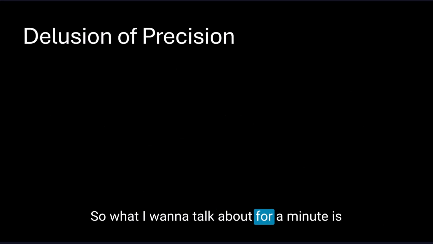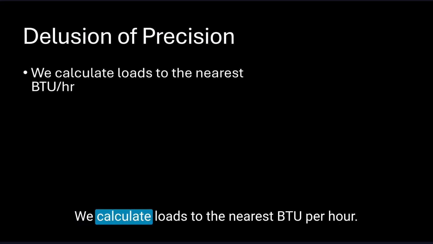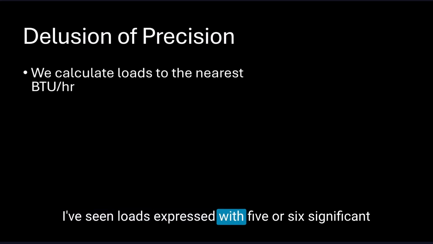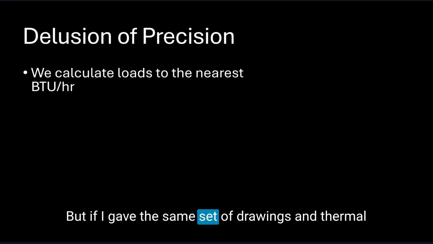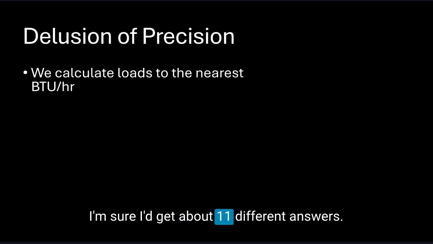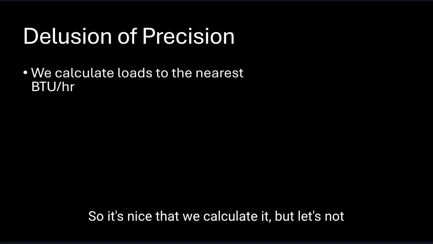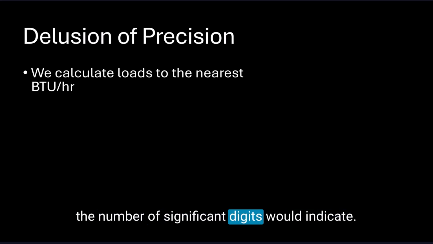So what I want to talk about for a minute is this thing I call the delusion of precision. We calculate loads to the nearest BTU per hour. I've seen loads expressed with 5 or 6 significant digits. And we believe that it's that accurate. But if I gave the same set of drawings and thermal characteristics of a building to 10 different engineers, I'm sure I'd get about 11 different answers. So it's nice that we calculate it, but let's not fool ourselves into thinking it's as precise as the number of significant digits would indicate.